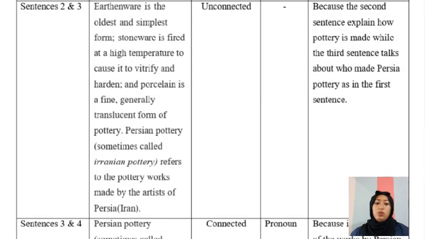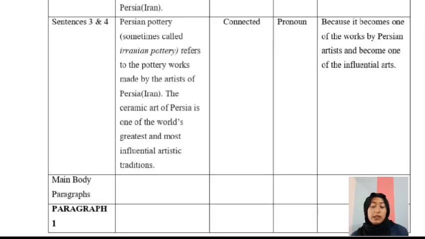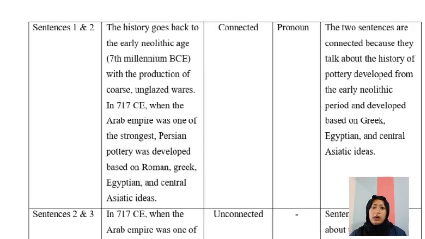Okay, move to sentences 2 and 3. Sentences 2 and 3 are not connected because the second explains how pottery is made, while the third sentence talks about who made the Persian pottery in the first sentence. Okay, move to sentences 3 and 4. It's connected because of the pronoun, and because it becomes one of the works by Persian artists and becomes one of the influential arts.